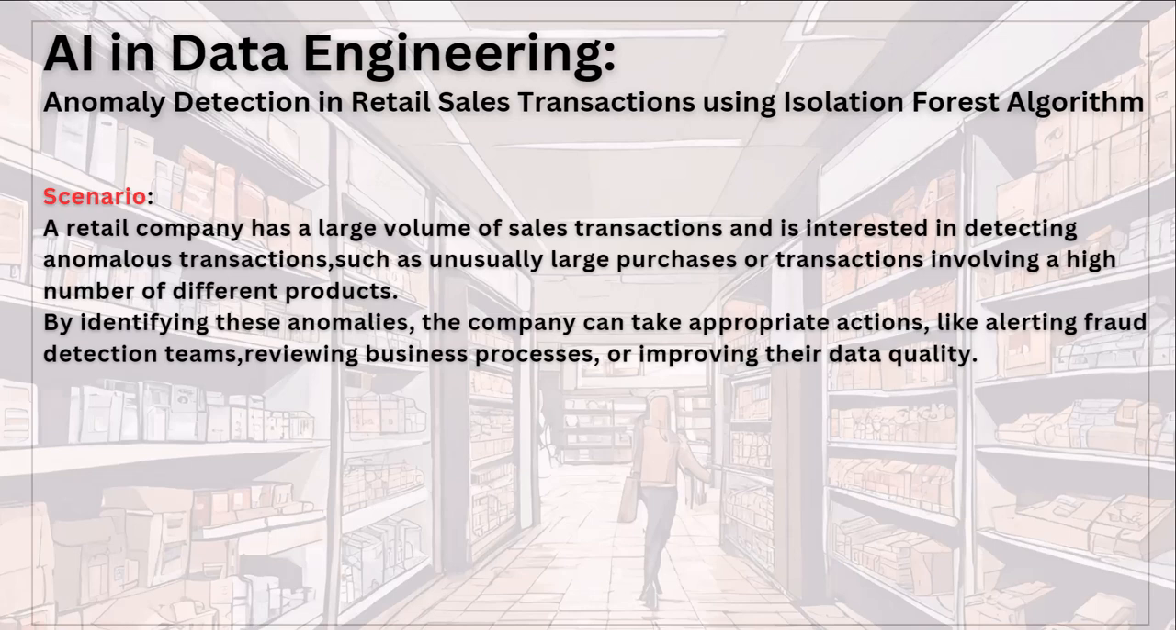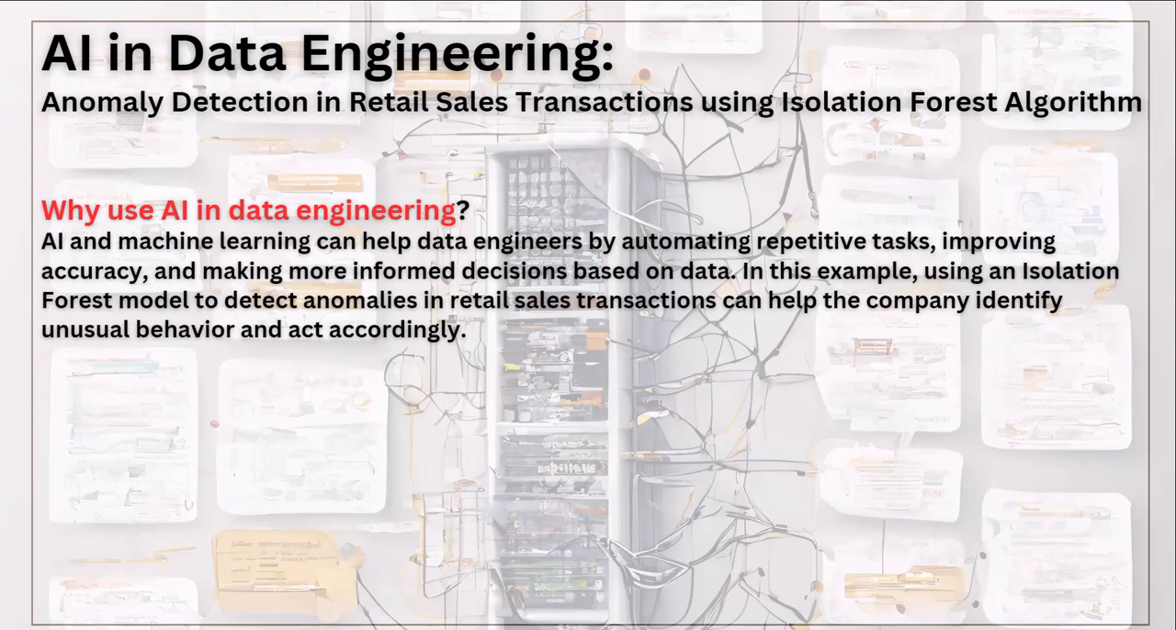A retail company has a large volume of sales transactions and is interested in detecting anomalous transactions, such as an unusually large purchase or a transaction involving a high number of different products. By identifying these anomalies, the company can take appropriate action, like alerting fraud detection teams, reviewing business processes, or improving their quality.